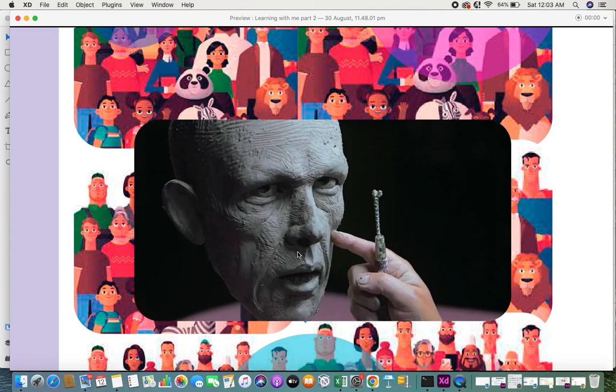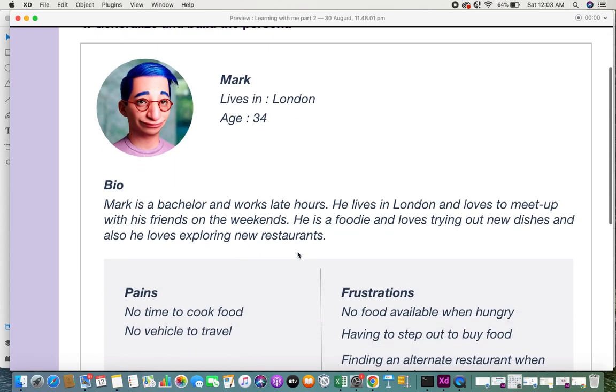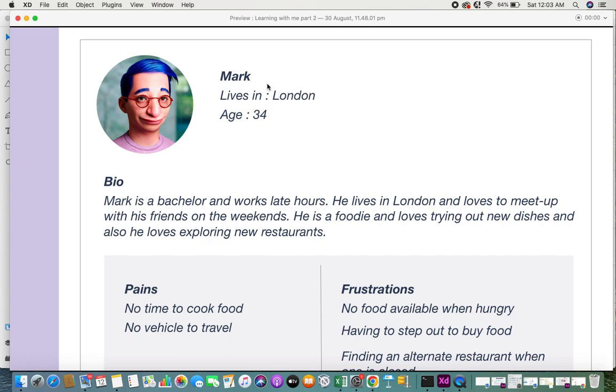And this is how the persona is going to look. It's going to be like a simple profile. You might find that it's looking similar to your resume, but it's kind of similar. The reason why we have so much information about a persona is that we have the persona's name, we give a dummy location where the persona lives, an age, and then we give a general biodata about the persona so that people get to know a little bit more about the persona.